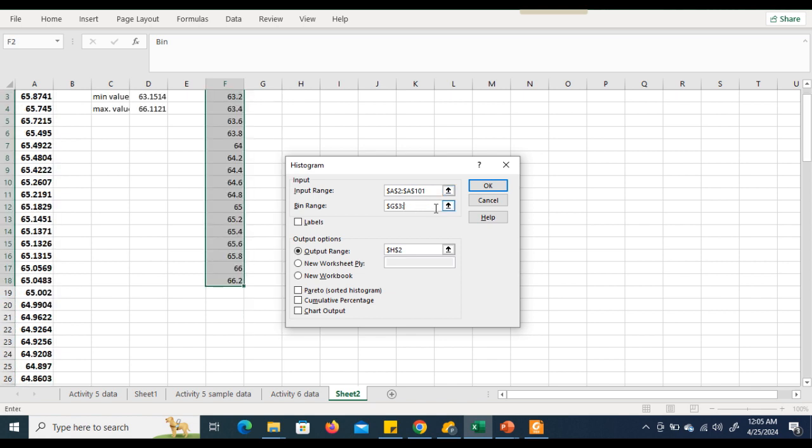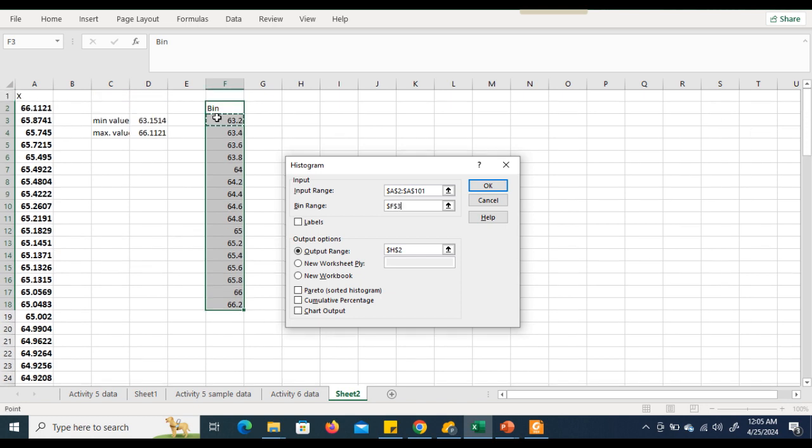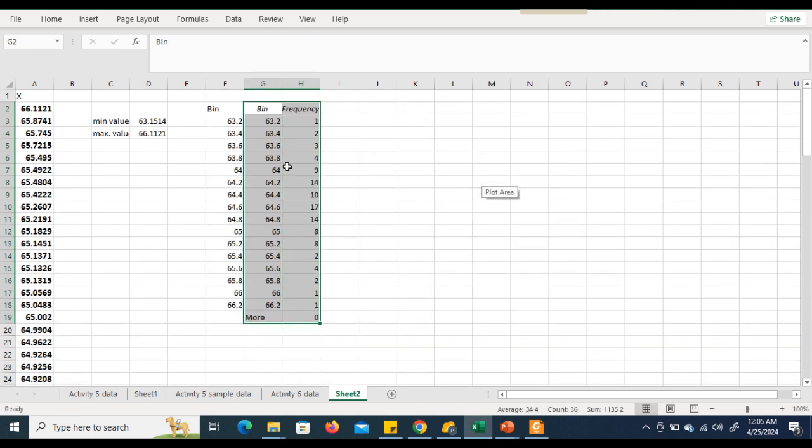So what is the bin value? For the bin range I consider this particular column, control shift down, so all of these are selected, and I expect the output in the very next column, so I select the G column only. When I select OK, you will get the frequency. Because the maximum value is 66.121, no more option is needed, so I'm deleting this particular part. Also this column is not required, so I'm going to delete this one.